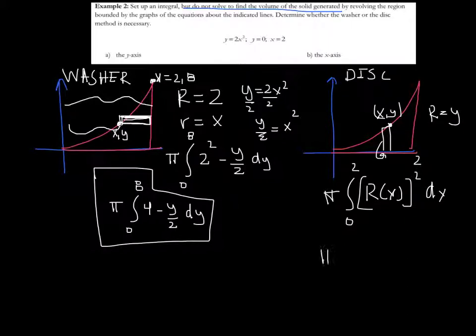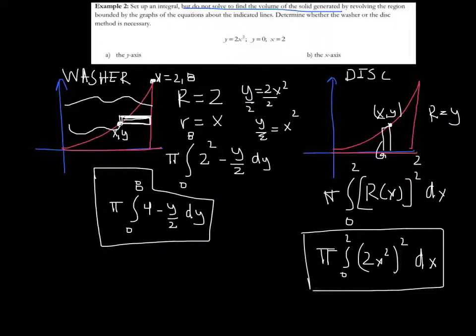So it's going to be pi, integral from 0 to 2, and capital R is going to be y. And y is (2x squared) squared dx. And you can leave it like that, or you can make it 4x to the fourth, either one, but that is the answer to these first two problems.